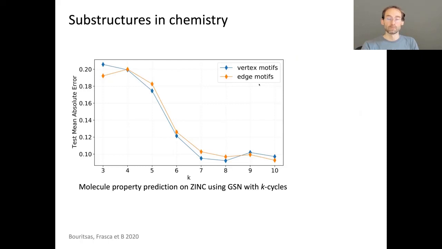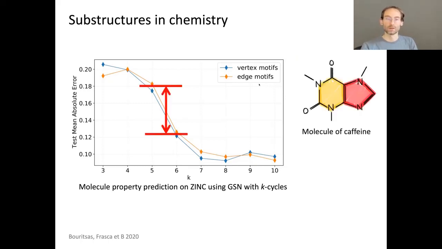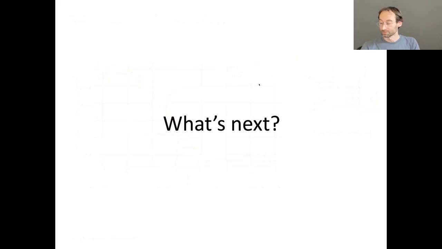So here we are trying to predict some properties of molecular graphs by counting circle structures, ring structures of size k. So we see that the error drops dramatically when we allow for structures of size 5 and 6. And in fact, these are very common ring structures in organic molecules. So the rings of size 6, for example, are aromatic rings that also appear in molecules, such as my favorite molecule of caffeine. And there are many examples where we can know a priori what kind of structures are important and informative.